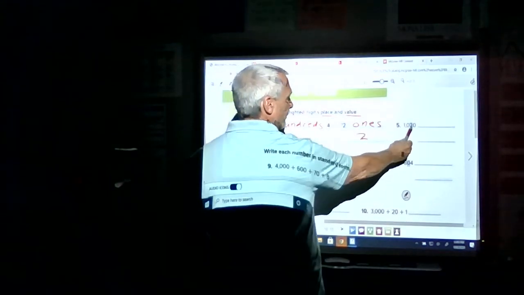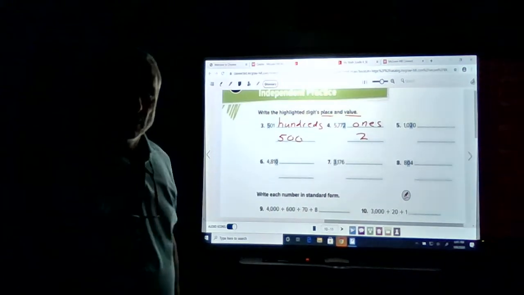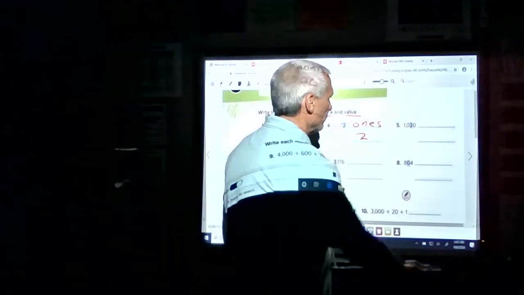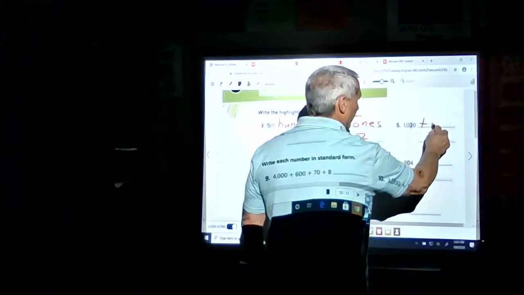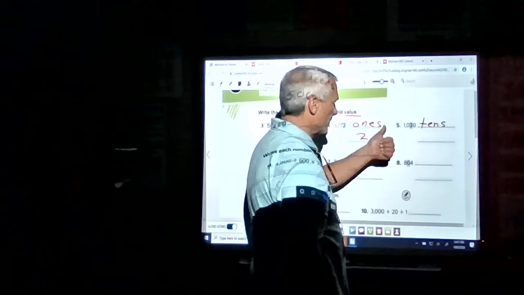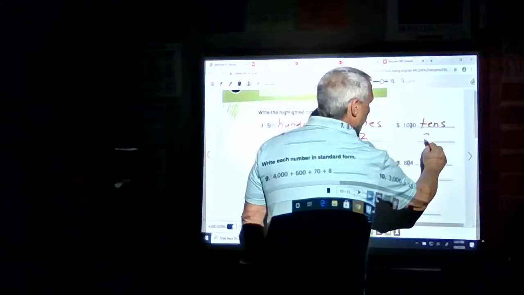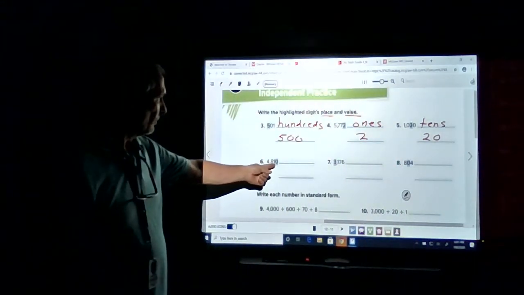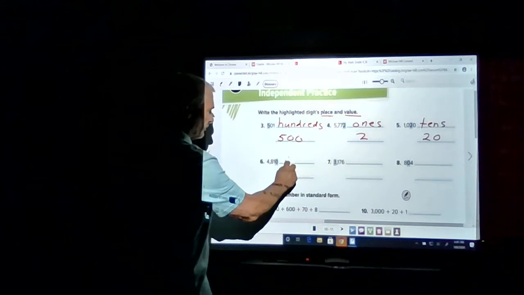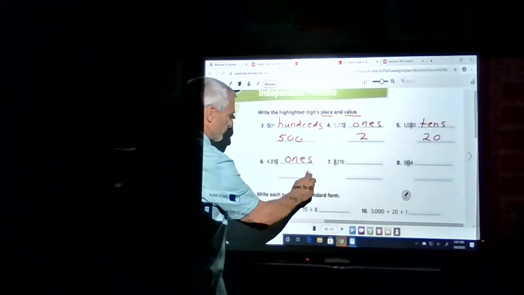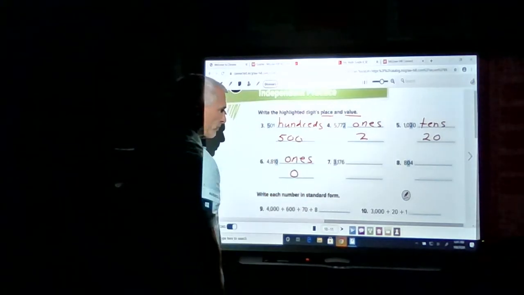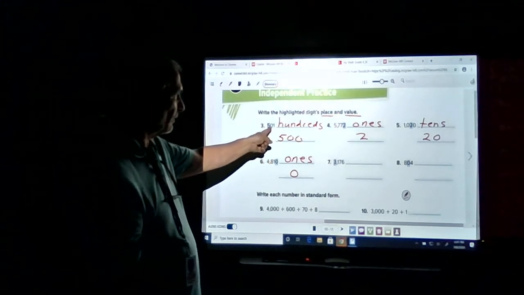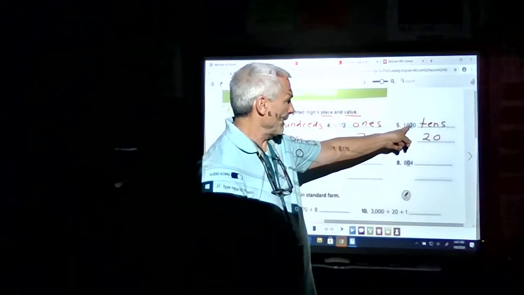We'll take a look now. The 2, what place? Ones, tens. It's in the tens, and there are 2 of them. We'll count 10, 20. So let's write 20 there. The 0 is in the ones place, and 0 ones is 0. But it's important. The zeros are important. That's a placeholder. There's a 0, but it has to be there.